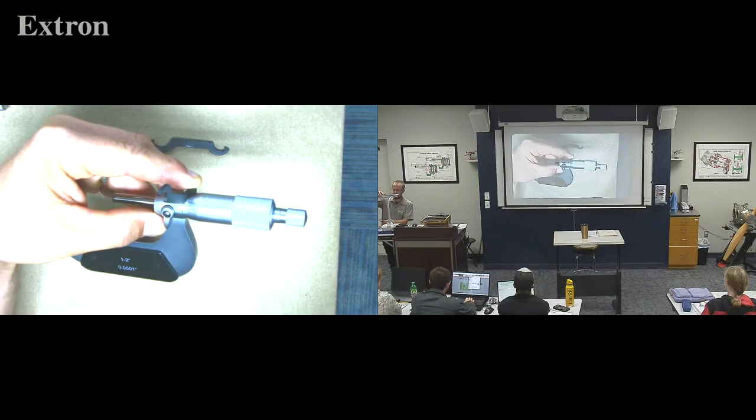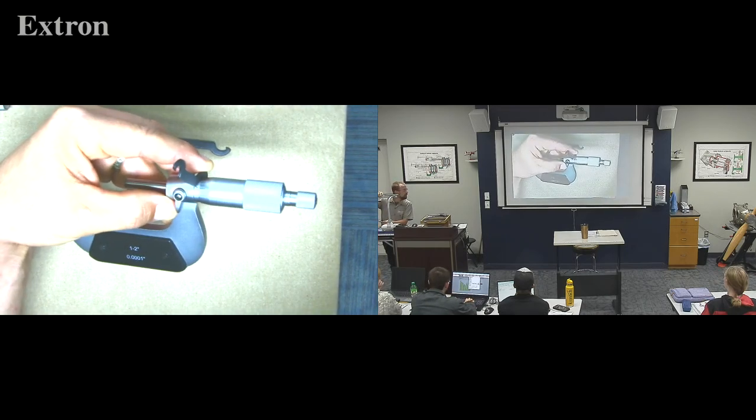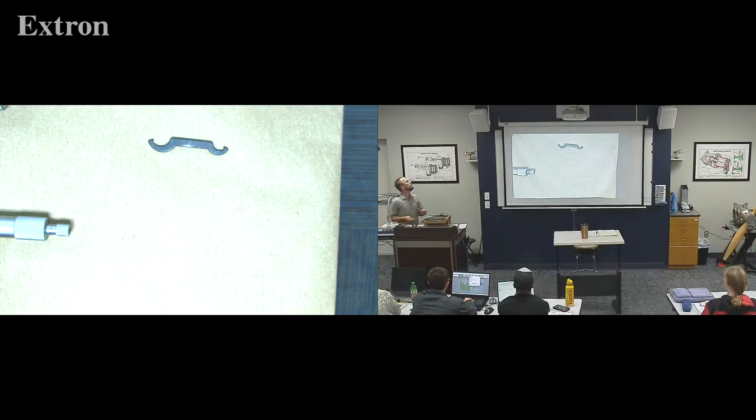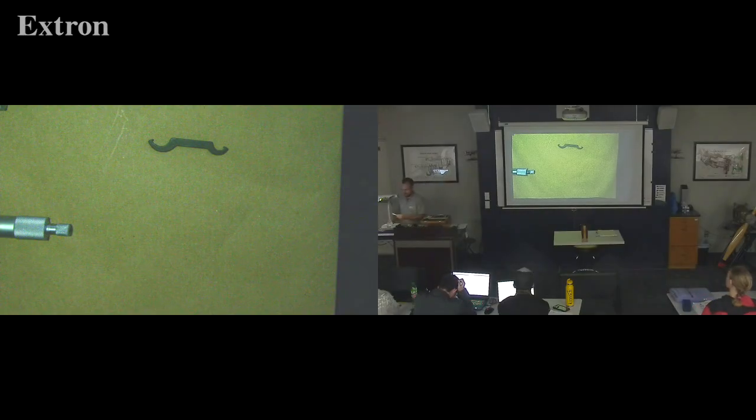Any ideas if we turn this on, does it get the glare off? No. Do we turn the light off overhead? That might make it dark.